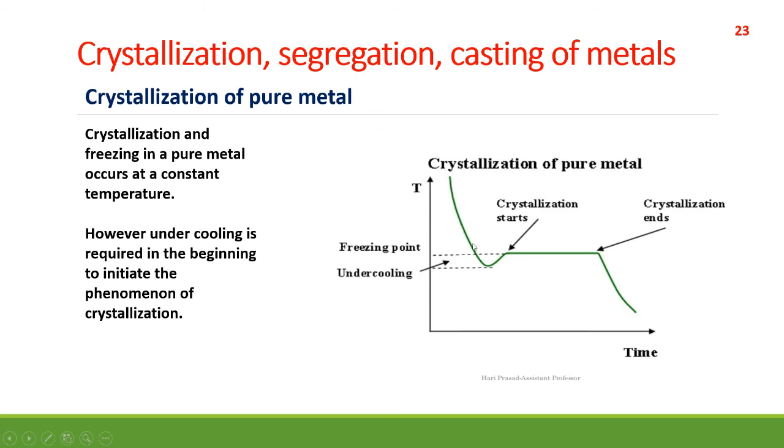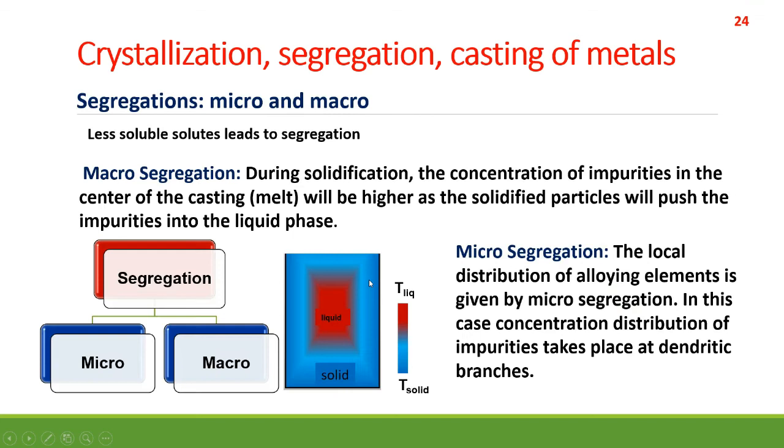It slowly cools down, some undercooling is required, then it gets back to the freezing point, and at the constant temperature crystallization will start and end at the same time, and then the solidification will take place. So we have learned so far how the crystals will form, what all the different kinds of grains will form, and how it will solidify.